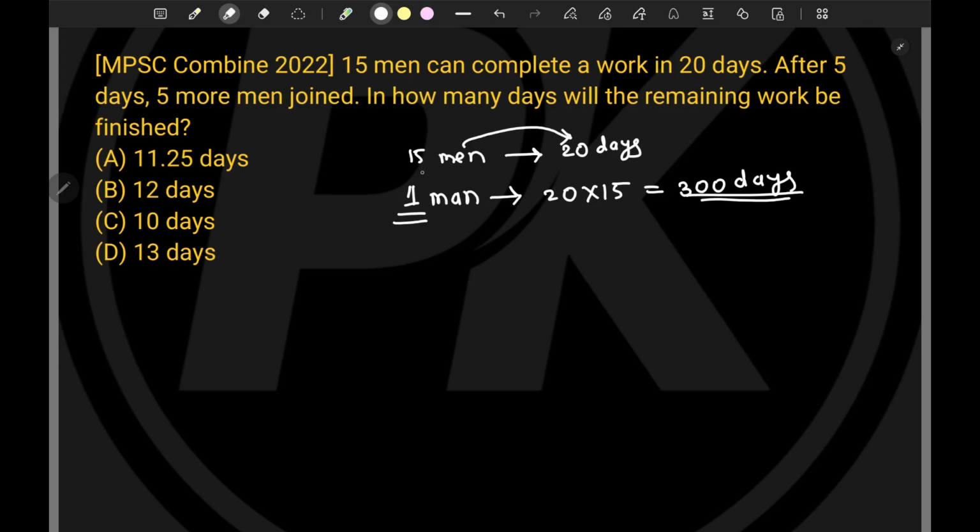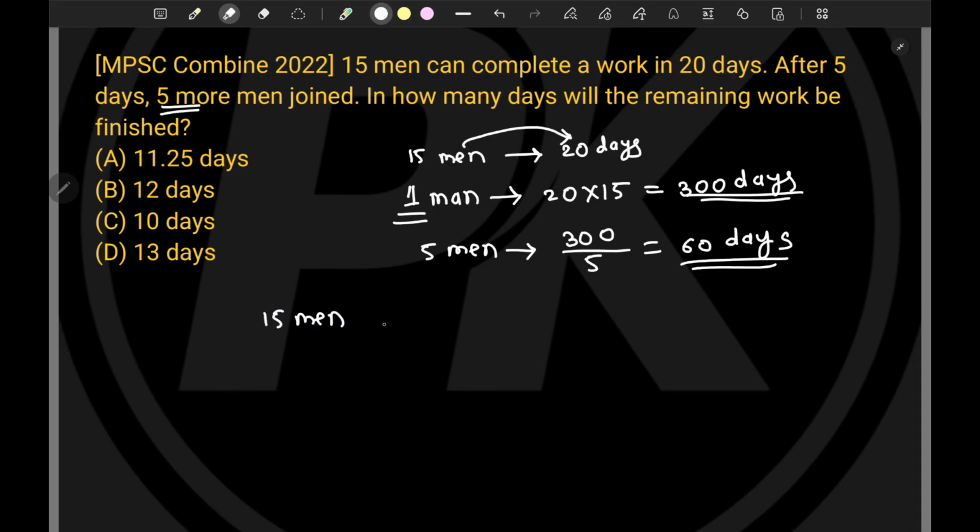So if 15 men can do a piece of work in 20 days, then five more men are joining after some time. Those five men can do that same work in how many days? It will be 300 divided by 5. That means in 60 days those five people can do the work. So 15 men started a work, they are doing it in 20 days. Five men can do the same work in 60 days.